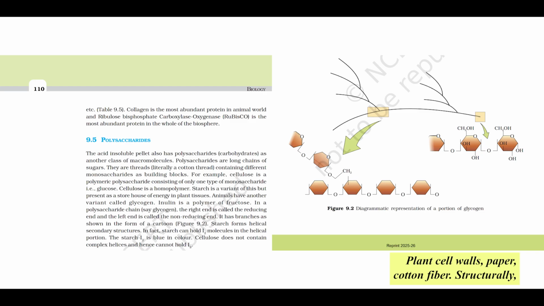Plant cell walls, paper, cotton fiber. Structurally, cellulose forms long, straight, linear chains. An important point for lab tests: these linear chains cannot easily trap iodine molecules. That's why cellulose doesn't give a blue color with iodine solution. No blue color for cellulose.